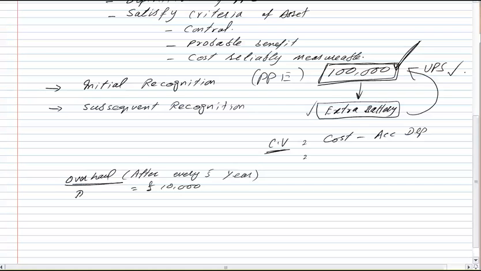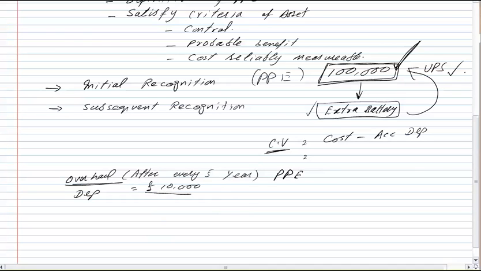So students, we will record these 10,000 pounds as a non-current asset. Overhaul will always be recorded as a non-current asset because it obviously increases the life of the asset. So overhaul will be recorded as a property, plant and equipment. It will be recorded as a non-current asset.